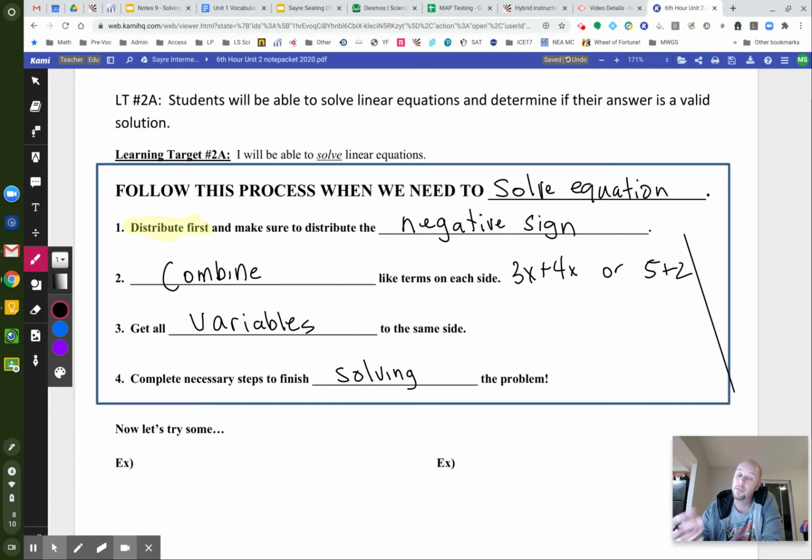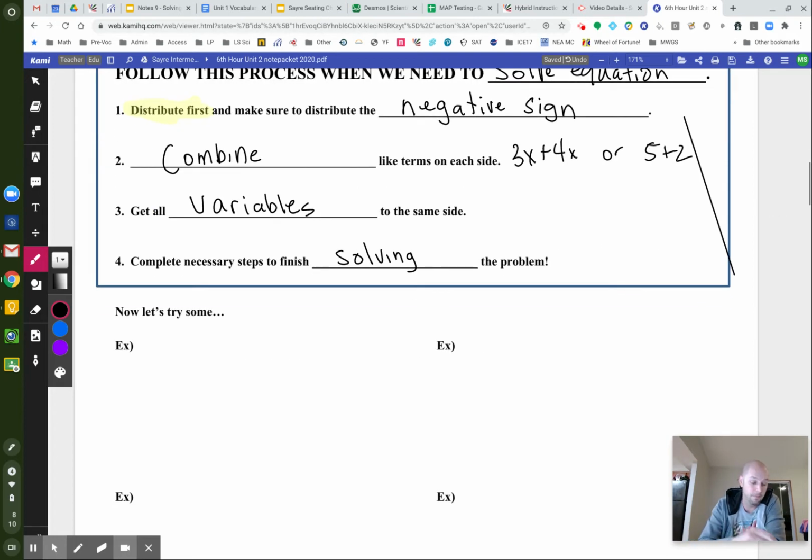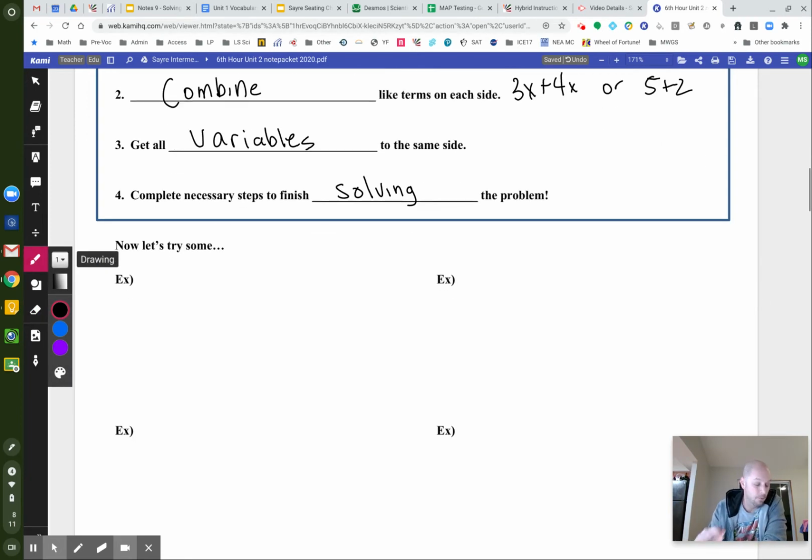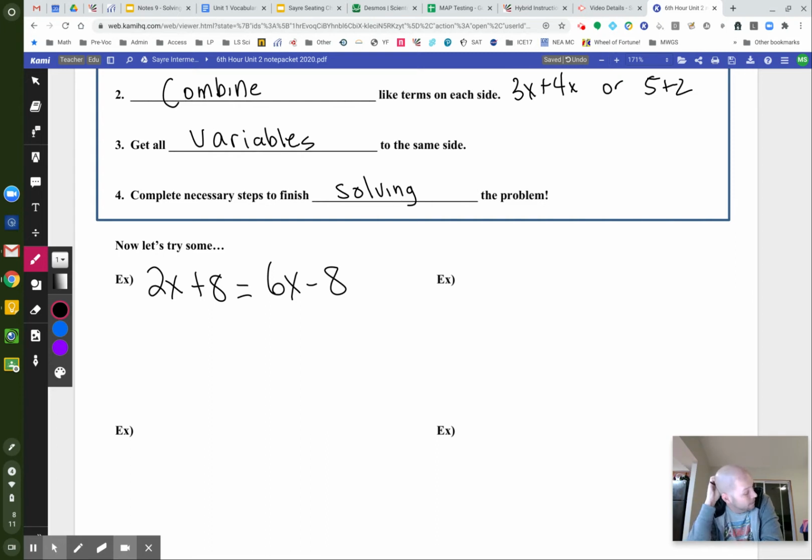All right, so here are some examples that we're going to go through together and try out. All right, so example 1, we have 2x plus 8 equals 6x minus 8. So we go through our steps. First we need to see if we need to distribute, which the clue to that would be if there are parentheses. I don't see any parentheses, so we don't need to distribute. The second step would be to combine like terms.